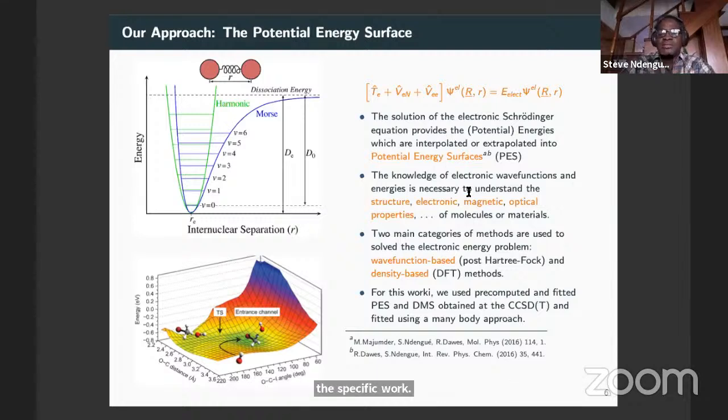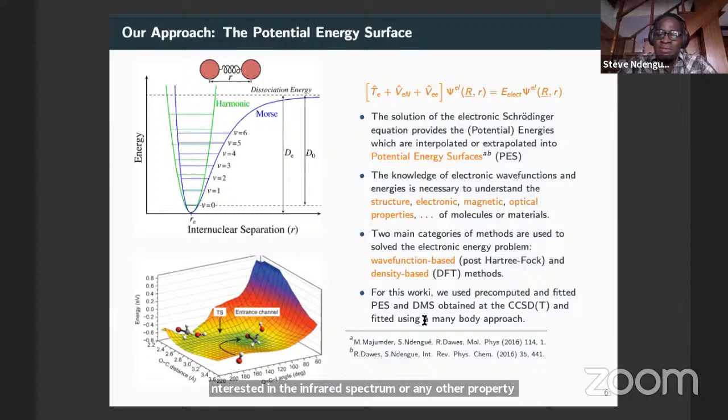Once you obtain this electronic energy, usually you feed it into what is known as the potential energy surface. The potential energy surface is more or less a conceptual surface within which the nuclei, the ions, are moving. And this motion generates all the properties one is interested in, the infrared spectrum or any other property that one is looking for.